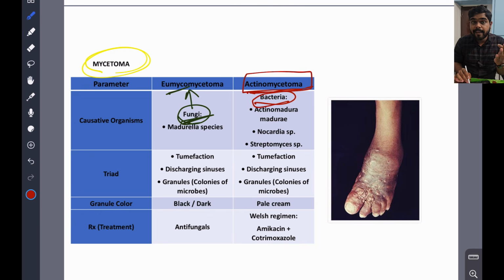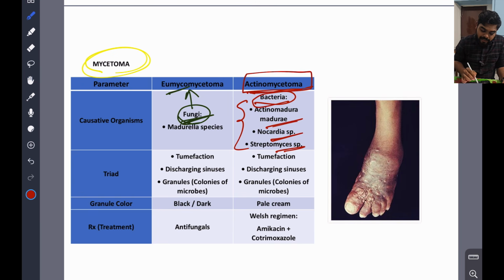And the causative agents of actinomycetomas are very important. Which are they? Actinomadura madurae, Nocardia species and Streptomyces species, especially Actinomadura. So this is important. This is also known as Madura foot sometimes. So actinomycetoma is very important, and eumycetoma is also very important.